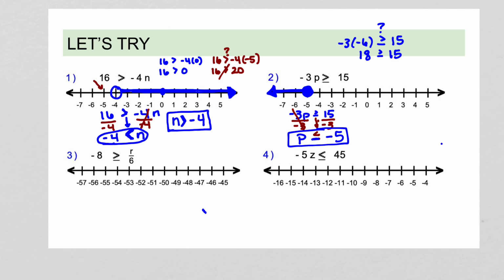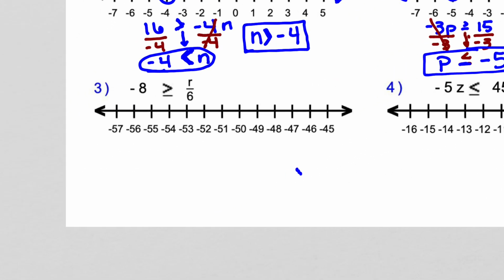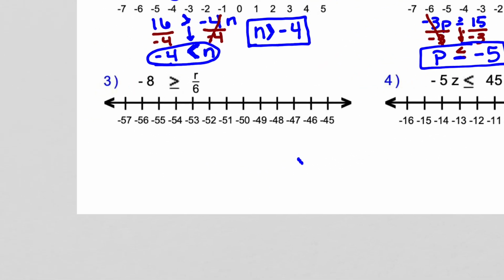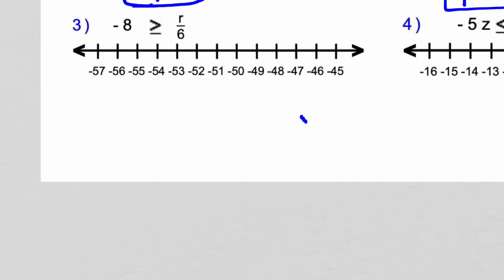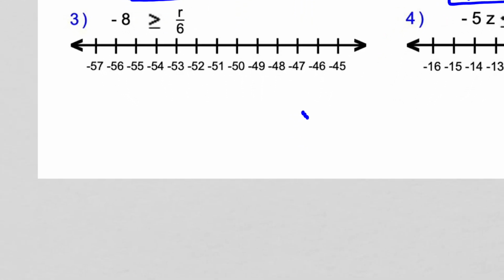Now let's look at number 3. I'll even zoom in a little bit here. You can press pause if you need more time on the other one. But for this one, number 3, I've got negative 8 is greater than or equal to r divided by 6.